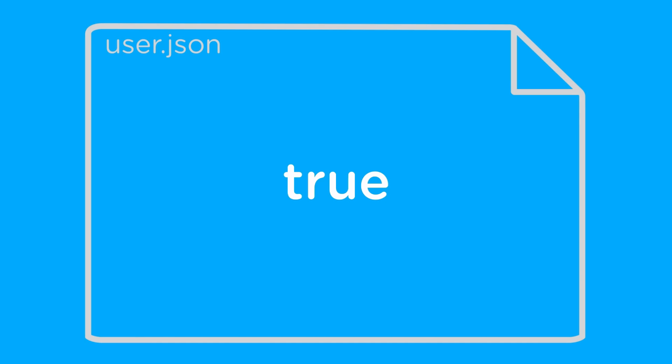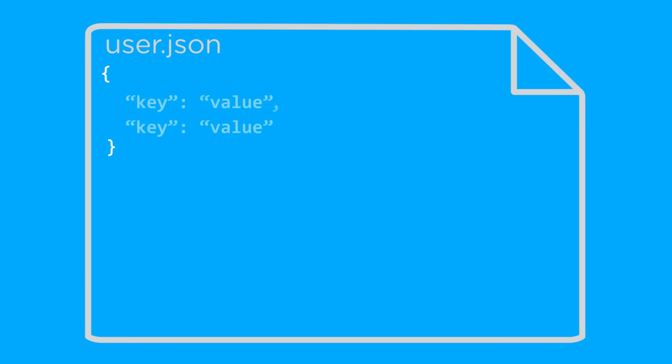So let's take an example of a user object that we would want to put at the top level of our JSON file, which we're going to call user.json. To create an object, we need to use opening and closing curly braces, and then inside of that, we'll put all of the key value pairs that make up our object. And for every single one of these key value pairs, the key must be surrounded by double quotes, followed by a colon, and then the value for that key.